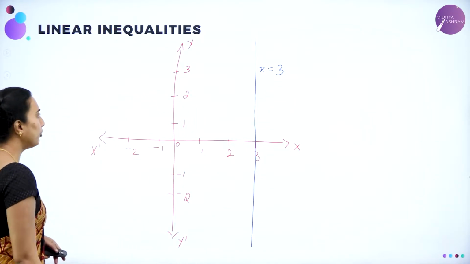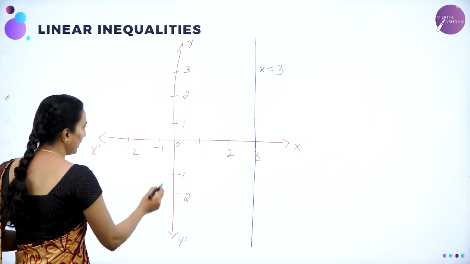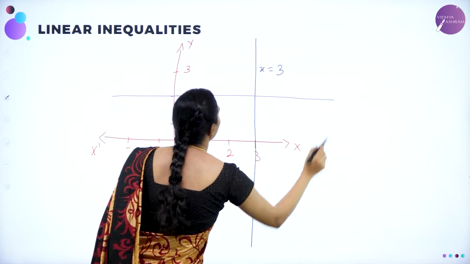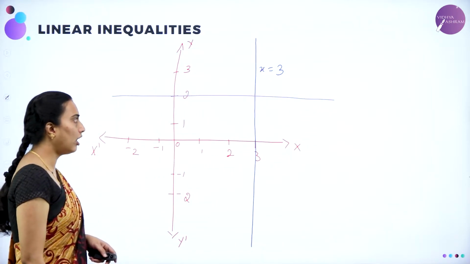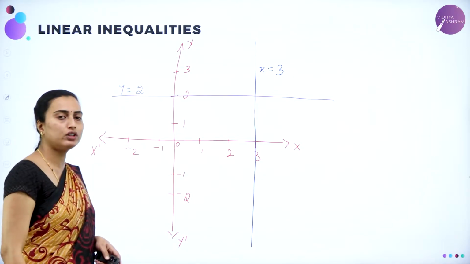And then I am going to draw another line. Here y is equal to 2. So this is a line y is equal to 2, which is parallel to the x-axis. Now you have to test for the origin.